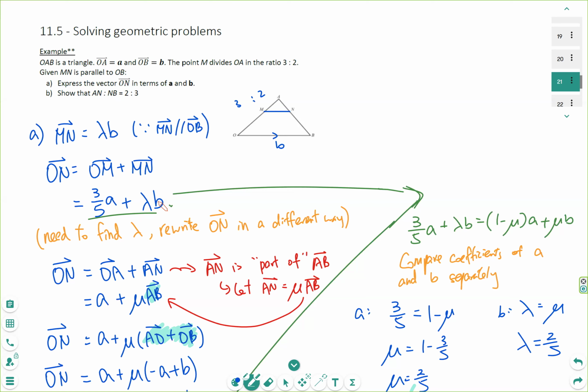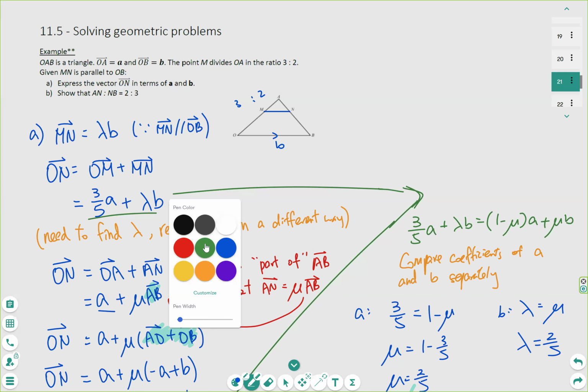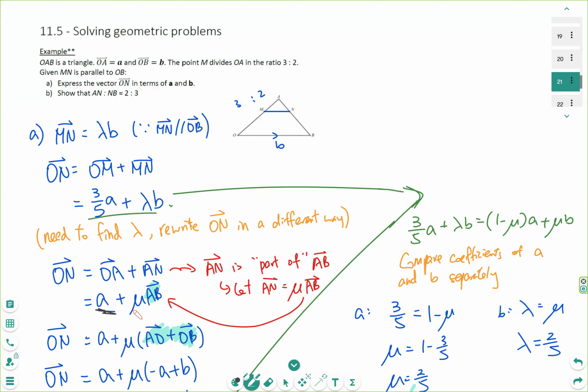So we rewrite ON a different way, a different route. We can now go ON equals OA plus AN. You can also go OB plus BN, which, if you're interested, you can try on different paper. It works exactly the same, apart from the fact that you will find mu as 3/5 instead of 2/5. Anyway, ON equals OA plus AN. OA, which is A, plus AN. Let me use a different color. OA is A. AN is part of AB, which we don't have the ratio for. That's the thing, we don't have the ratio. Therefore, we cannot let it be a half. It doesn't tell us 3 to 2.